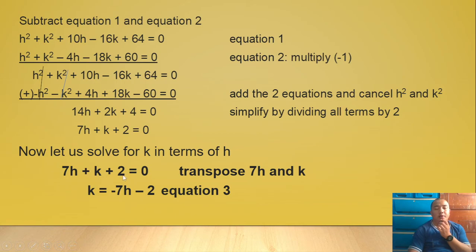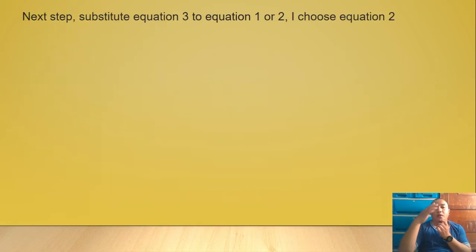Yeah, 7h plus k plus 2. Then after this, solve for k in terms of h. Pwede rin solve for h in terms of k. Pwede rin yun. Pag h ang sinolve mo, magiging negative k minus 2 over 7. But if you want to solve for k, negative 7h minus 2. Equation 3. Next step, we're going to substitute equation 3 to equation 1 or 2.